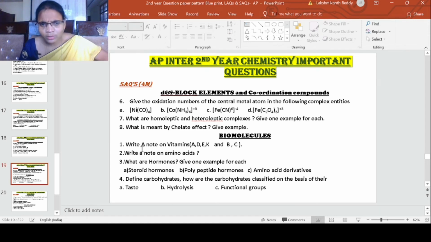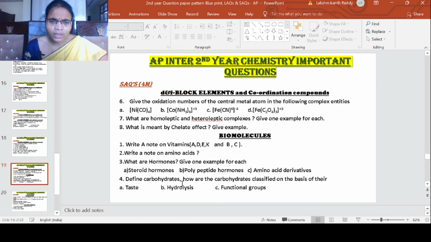So biomolecules, first important question, vitamins. Write a note on vitamins. Maybe they will give source and deficiency diseases of A, D, E, K vitamins or B, C vitamins. Okay. So next, write a note on amino acids. So what are hormones? Give an example for each. So which hormones? A, steroid hormones. B, polypeptide hormones. Next, amino acid derivatives.